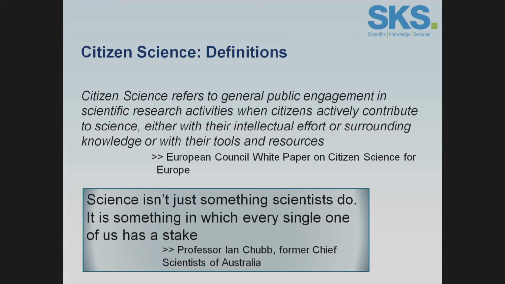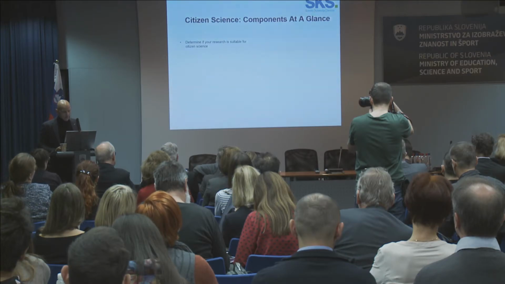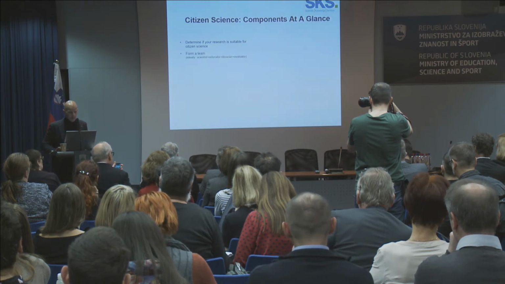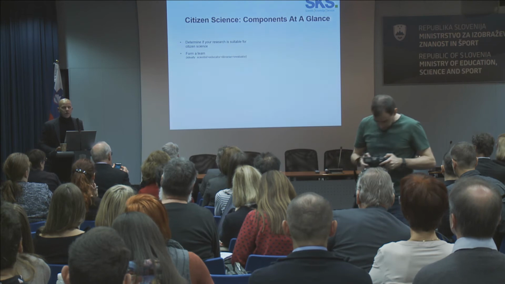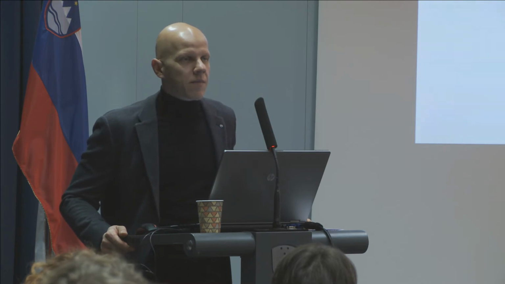Let's have a look at the components at a glance for citizen science. I hope you can read at the back of the room. First, determine if your research is suitable for citizen science. Second, form a team in which ideally we see a librarian being part of it. Develop, test, and refine different protocols, data forms, educational materials, checklists, for example, and a marketing and communication package that would support the relationship between the project, the managers, the experts, and the volunteers.